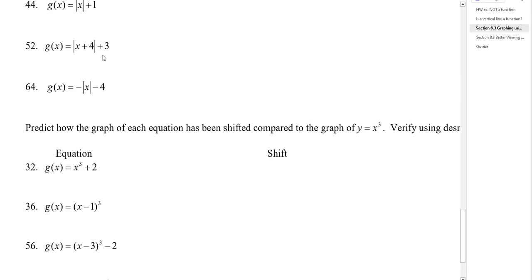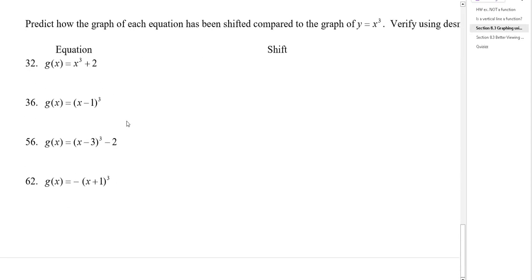Compare this to the absolute value, say f of x equals the absolute value of x. How would this one be shifted compared to that graph? Yeah, left 4 and up 3. And now one thing we're going to work with more in this class than we did with our other class, Math 1150, is cubic functions. But it's the same idea here that we have with all our other examples.